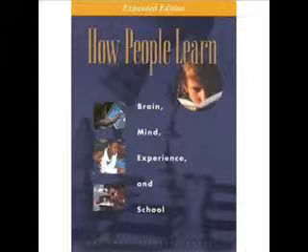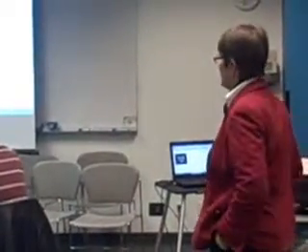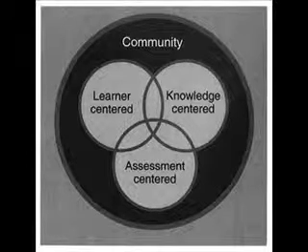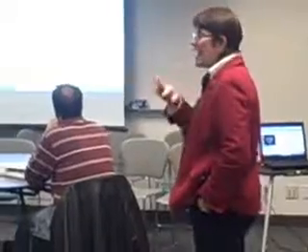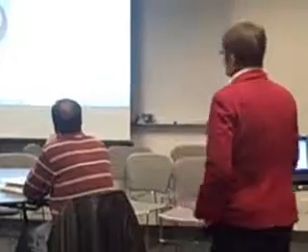Basically, what the research is showing is that if you want to create an effective learning environment, you need to have these four elements. You need a community-centered environment, learner-centered, knowledge-centered, and assessment-centered. The one point I want to make here is that the research is very clear. It's not one or the other, it's all of them, and they all interact and overlap.